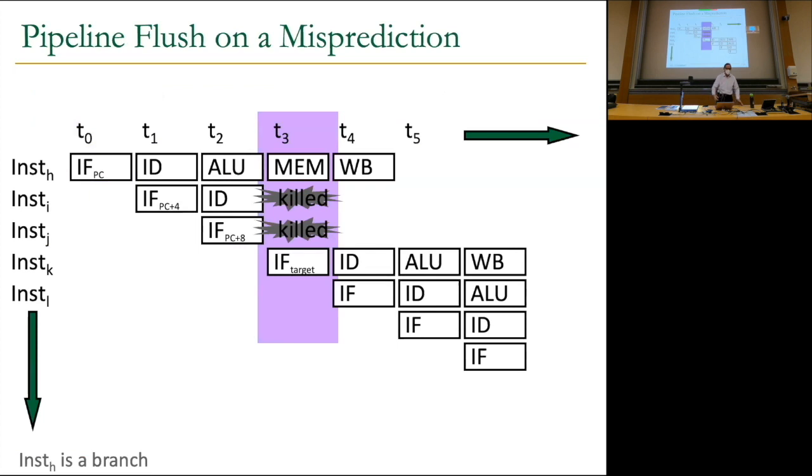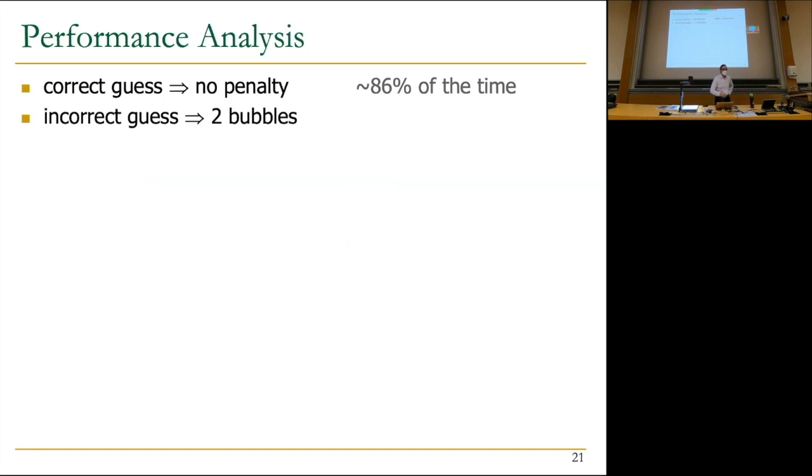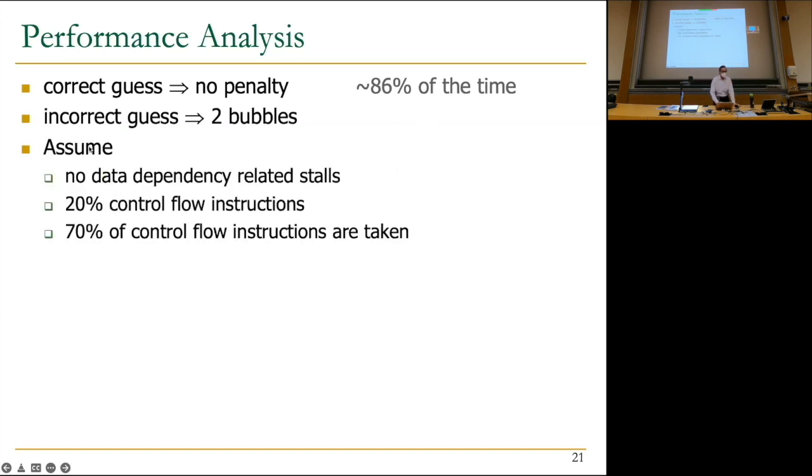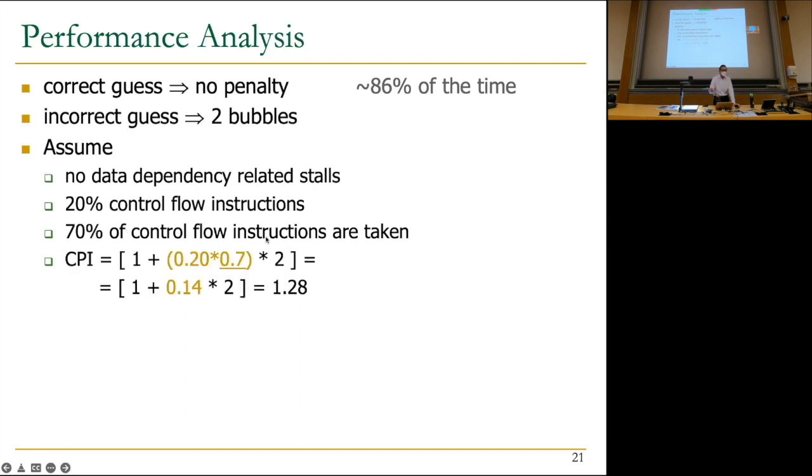We've already seen a lot of the things that I'm going to discuss right now, which is early resolution of the branches. So let's do some performance analysis. We kind of did this earlier, but assume you have correct guess, no penalty, incorrect guess, only 2 bubbles. And 86% of the time you're correct. And no data dependency related stalls, 20% control flow instructions, and 70% control flow instructions are taken. This is your CPI basically, in a very simple processor. You can do this calculation by yourself. Basically, 14% of the instructions cause 2-cycle bubbles. That's what this is basically. Because 30% of the branches are predicted correctly, meaning only, and branches are 20% of the instructions, as you can see.